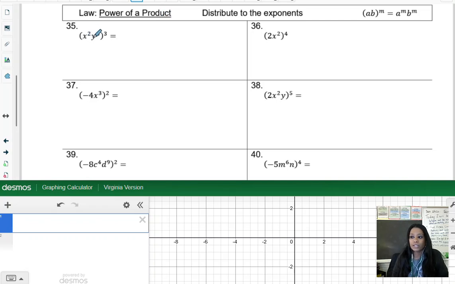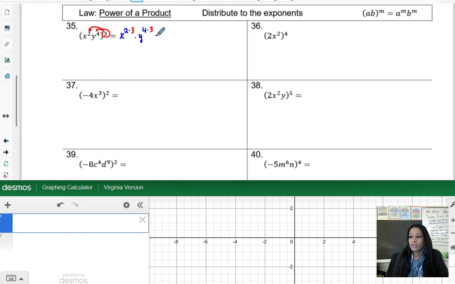When you have two or more things, you could have three, four, or many, and you see parentheses with an exponent on the outside, the exponent has to be distributed to everything inside the parentheses. So this 3 right here has to be distributed to both of the factors inside. The way we do that is we multiply. So you're going to have x to the power of 2 multiplied by 3, times y to the power of 4 multiplied by that 3, okay?